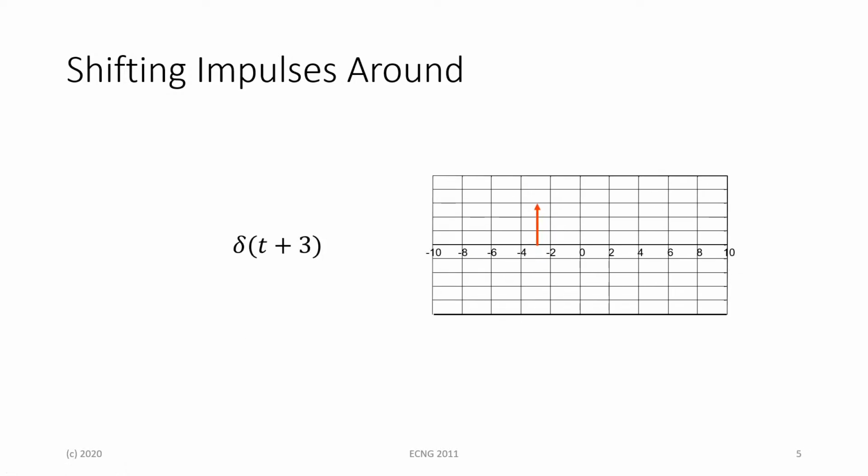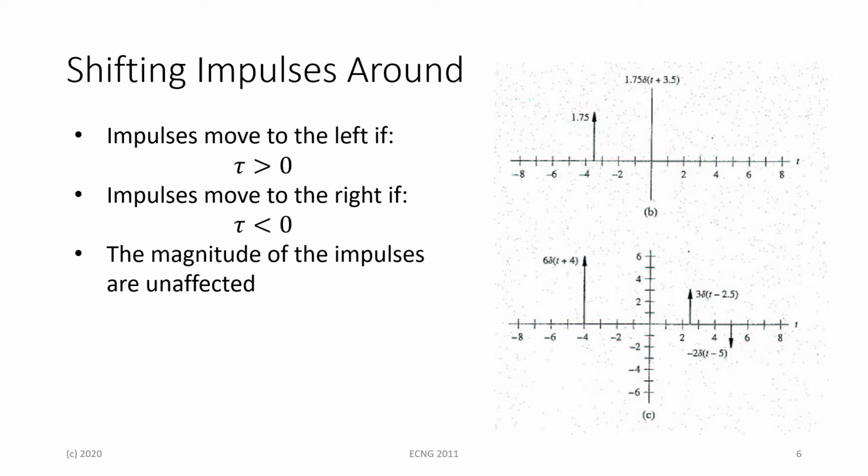So this example shows us where the impulse signal is shifted towards the left. In this case, it is t plus tau, where tau is equal to 3, and as such, we shift 3 units towards the left instead. So just recapping, the impulses will move to the left if tau is more than 0, and they will move to the right if tau is less than 0.